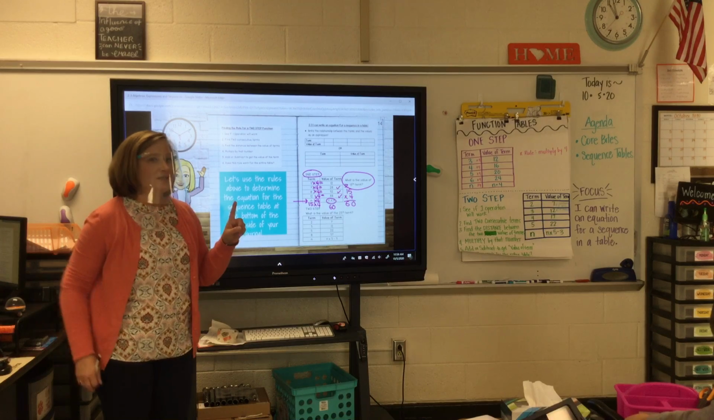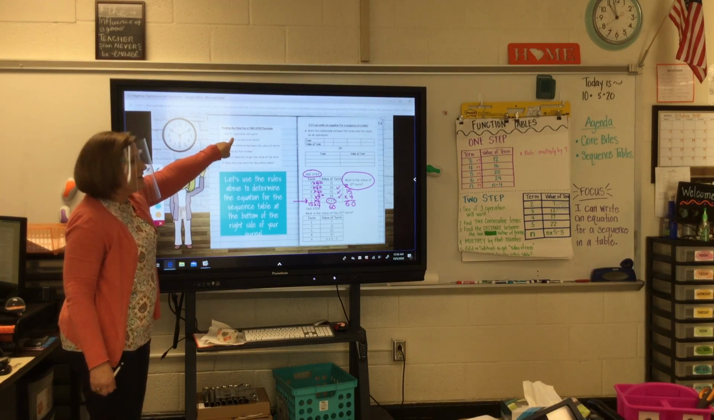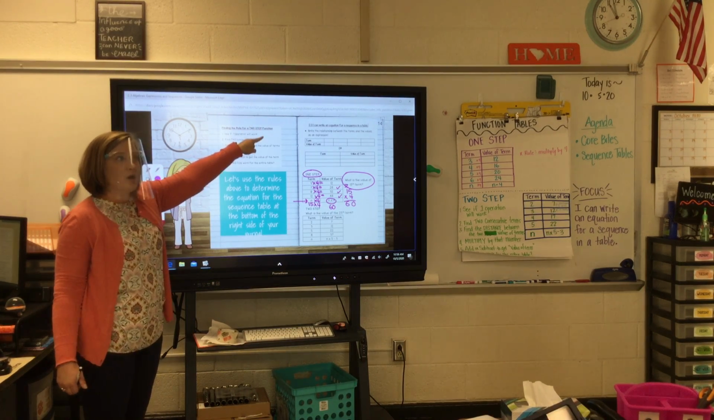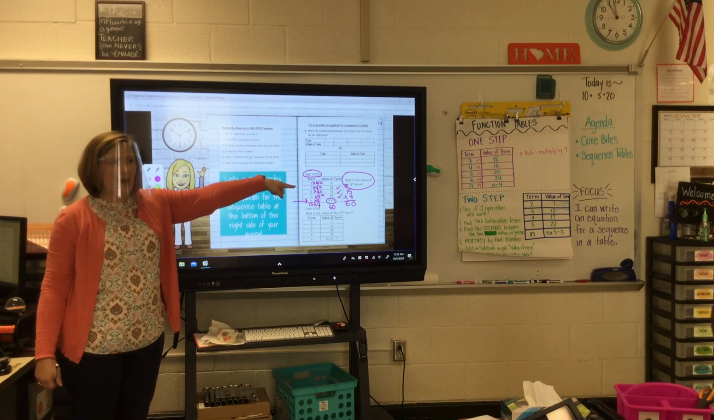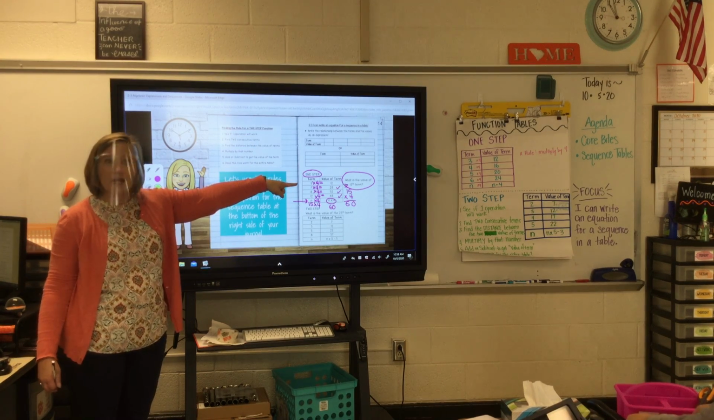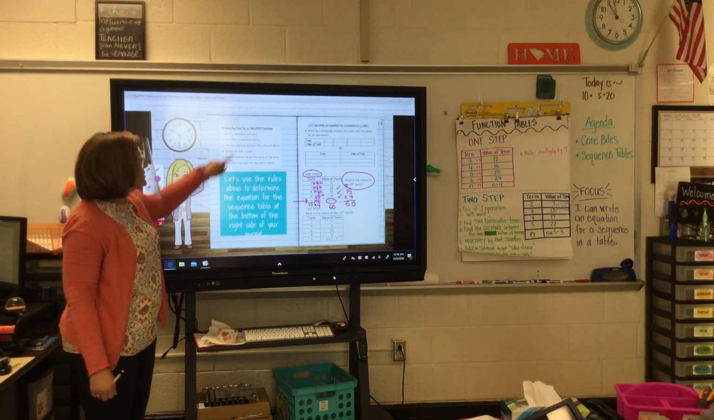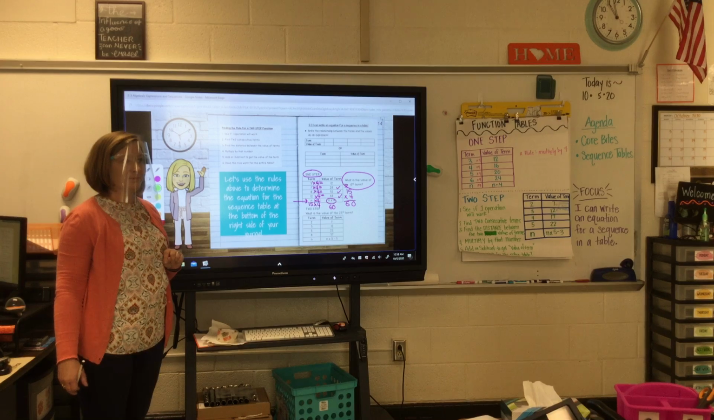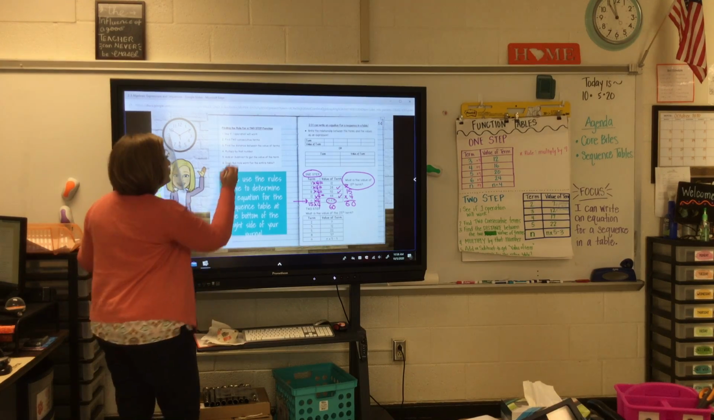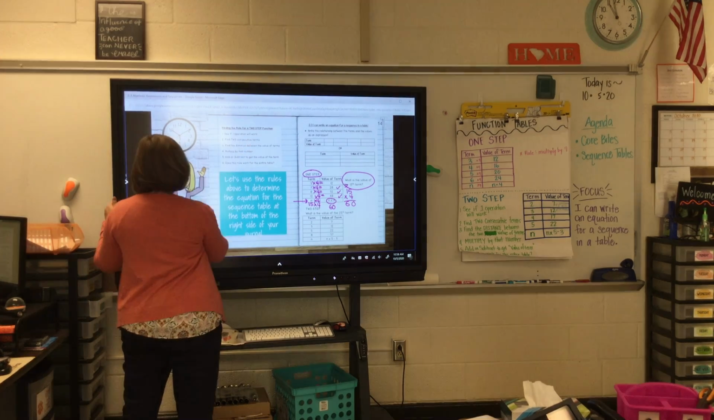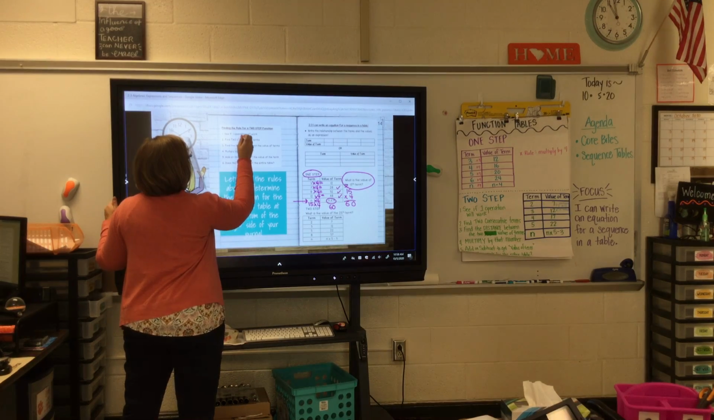All right, step 1 says to see what? See if one operation will work. Did we do that already? Yeah. Did one operation work? No. What does step 2 say to do? Find 2 consecutive terms.